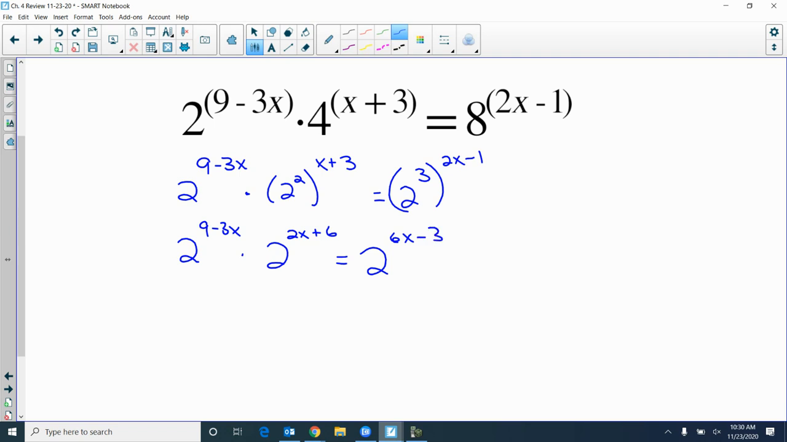All right, there on the left, how do you condense those? It's 2 to what power? Okay, 2 to what power? Jacob, what would I do here? What do you think? Do you remember?